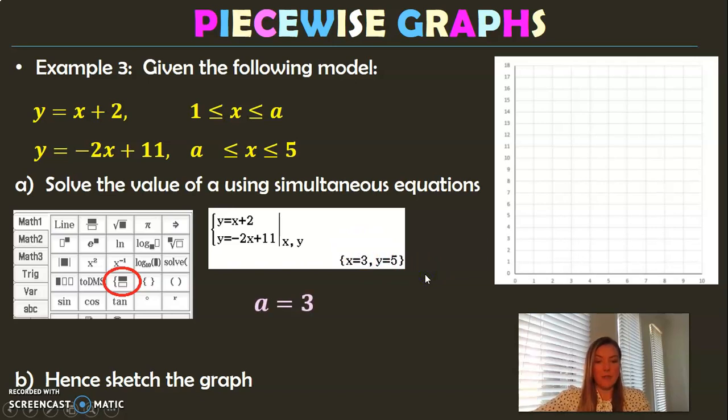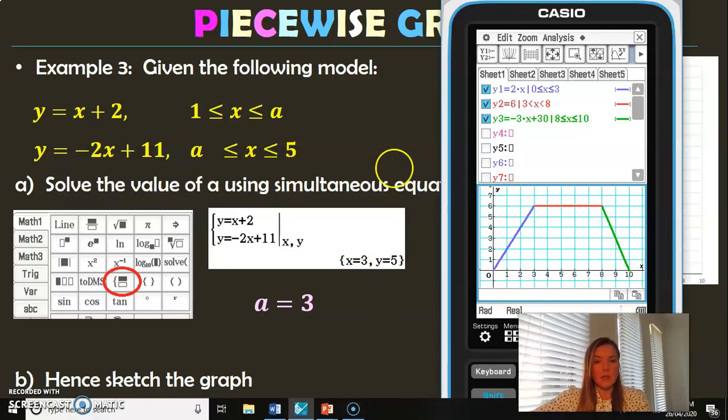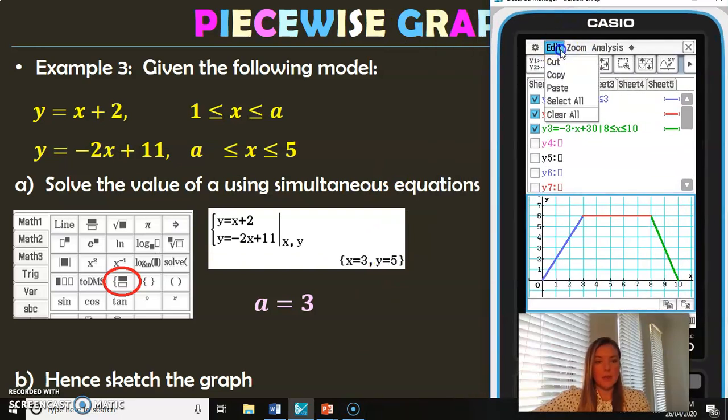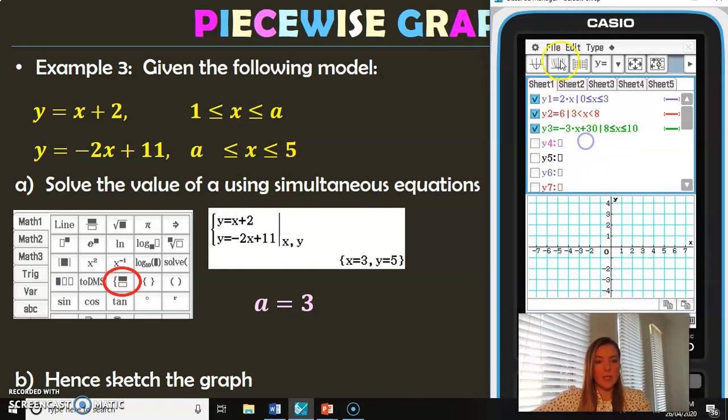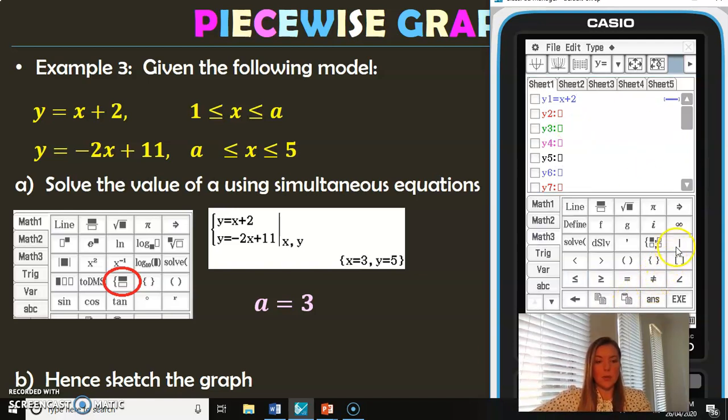All right. If we're sketching that graph, again, I would get my calculator out. I'm going to clear everything that's in here. Edit clear all, and I'll clear the top section as well. Edit clear all. All right, so my first graph was x plus 2, and I'm going to put the domain in here. Given that, 1, and then instead of that A, I'm going to put in that value that I found by solving simultaneously. And then here, I'll do that again as well. 3 in here.